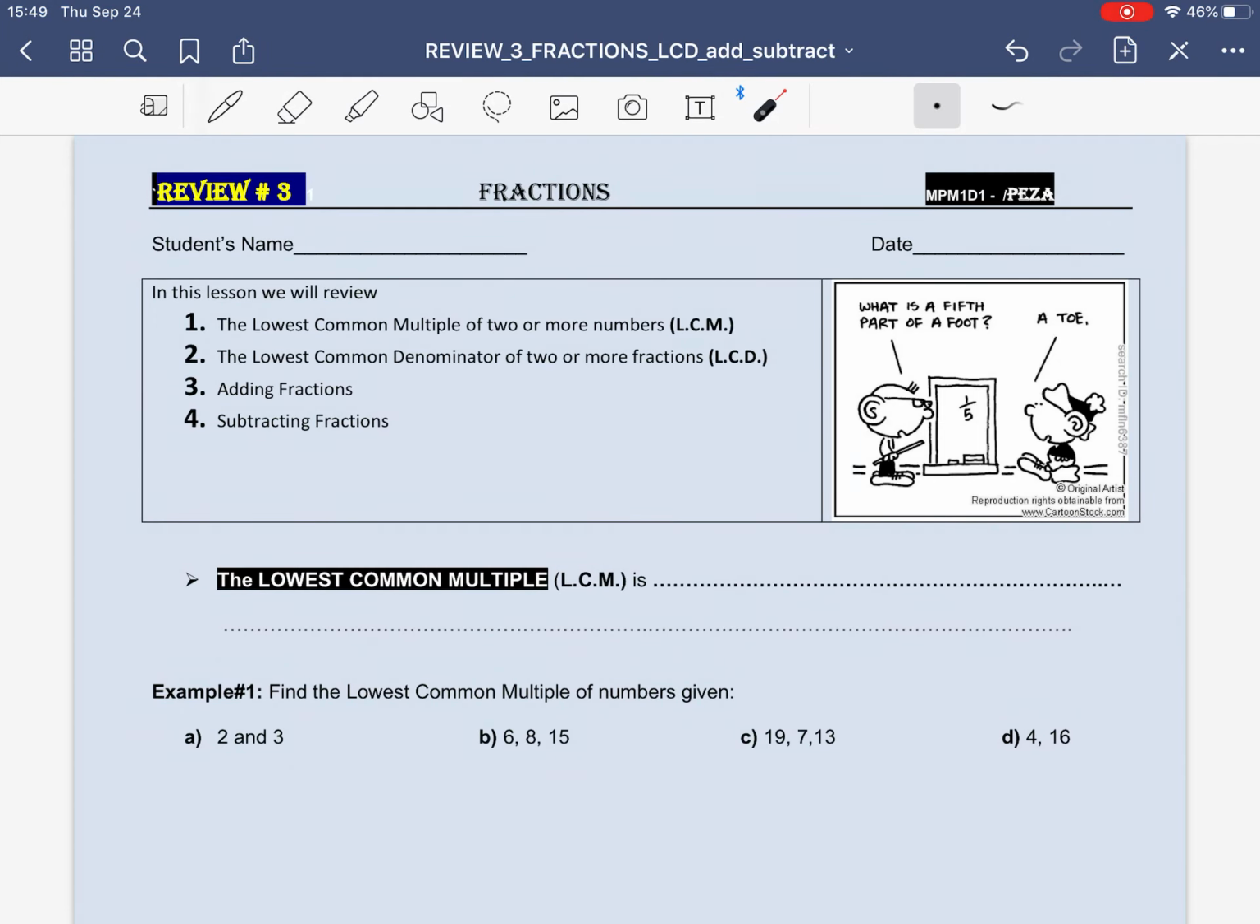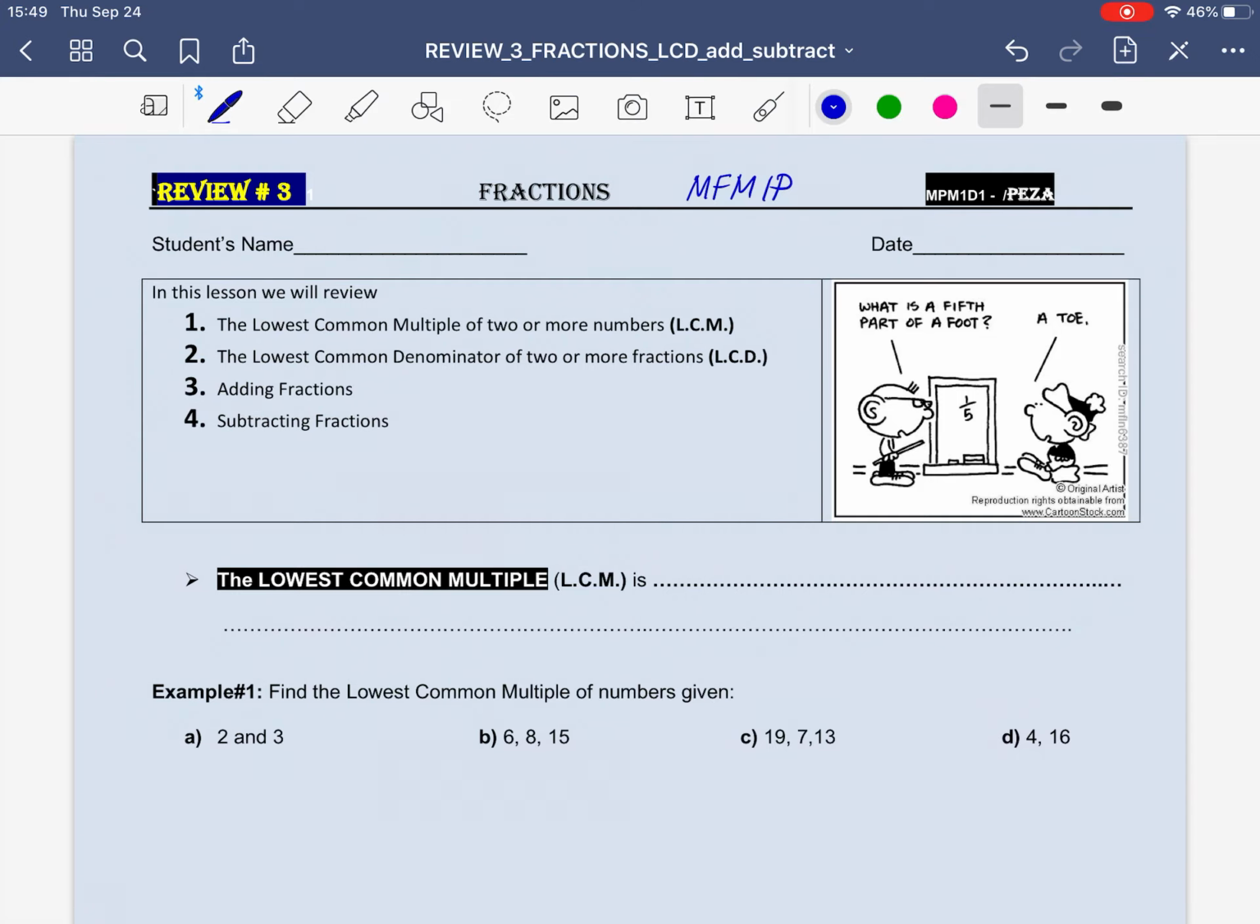Hello and welcome. In today's video, we will talk about fractions. This lesson has been prepared for students who are taking the grade 9 academic course MPM 1D, but it can also be used by students who are taking the grade 9 applied course MFM 1P.